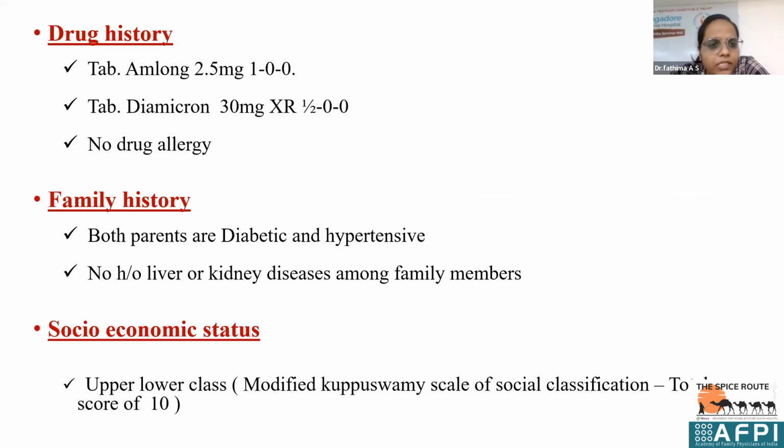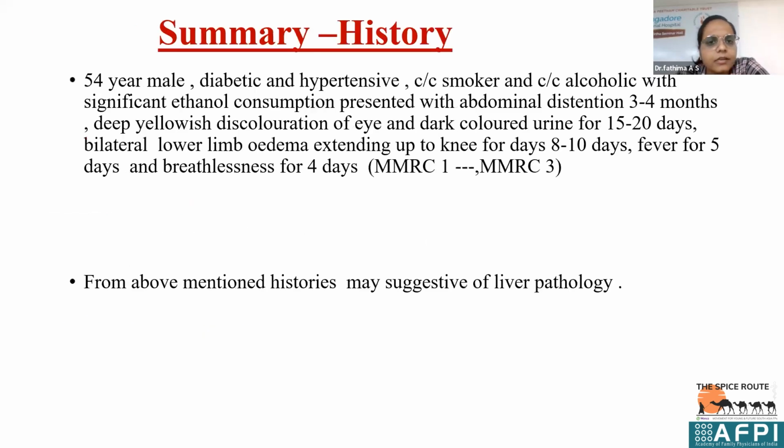Drug history. Patient is on tab Amlong 2.5 mg OD and tab Diamicron 30 mg half OD, and there is no drug allergy. Family history. Both parents are diabetic and hypertensive. There is no history of liver or kidney diseases among family members. Socioeconomic status. He is from upper lower class according to modified Kuppuswamy scale, and total score is 10.